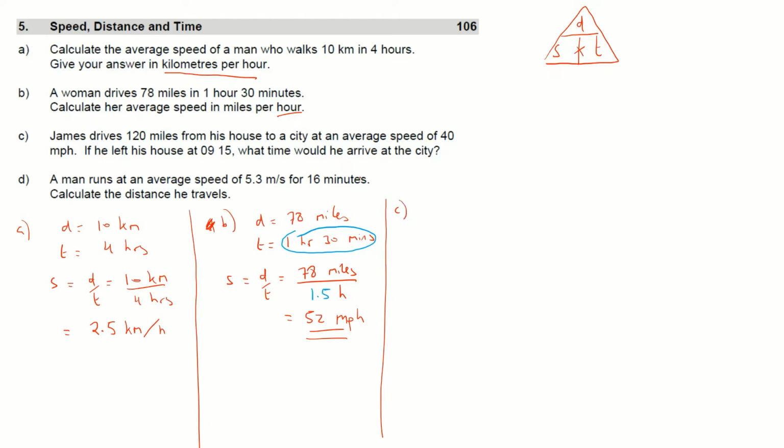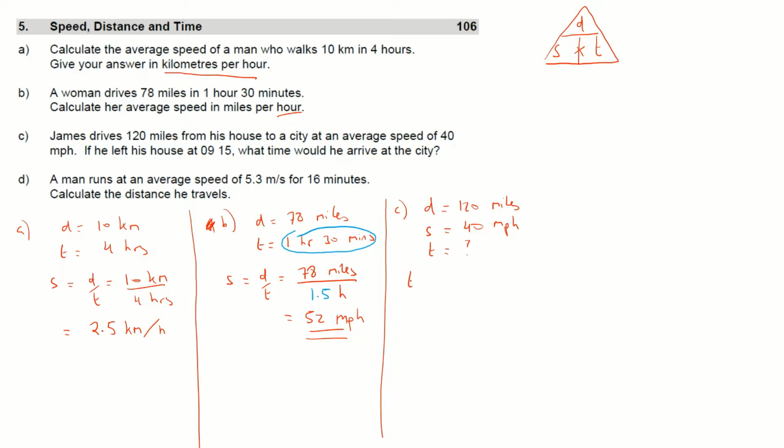See then, so James drives 120 miles from his house to a city. So this time the distance is 120 miles, and his average speed is 40 miles an hour. He left his house at 9:15. What time would he get to the city? Right, so I need to find the time it's going to take him.